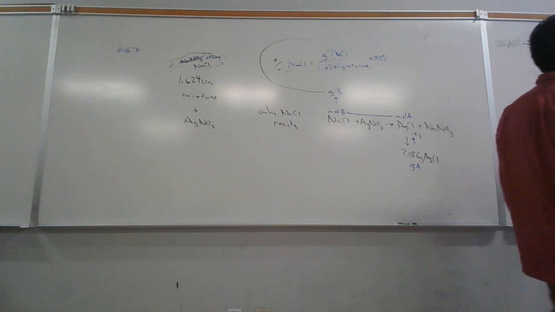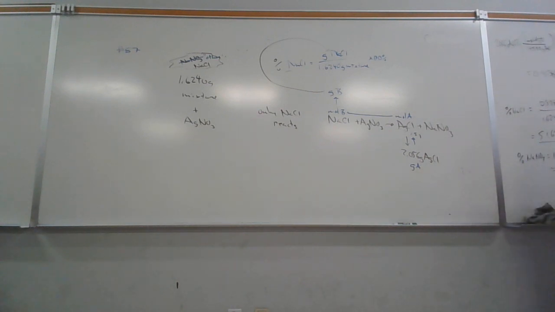So number 88 would be an example of that. A researcher dissolved 1.382 grams of impure copper. Impure copper contains other stuff. What is that other stuff? They aren't telling us what the other stuff is. It's just other stuff.